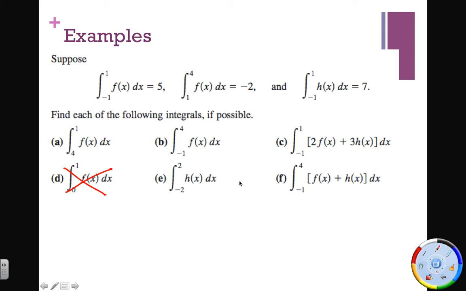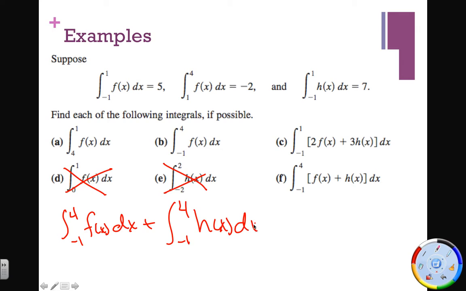So this one, can't do D, can't do E. Can we do F? Well, you might be thinking, oh, I could do part of F, and you're right, you can. You can break this up into the integral from -1 to 4 of f of x dx plus the integral from -1 to 4 of h of x dx. But then there's a problem. We know what the f of x piece is. That's -2. But we don't know what this is. We have no definition for the integral of h of x from -1 to 4.